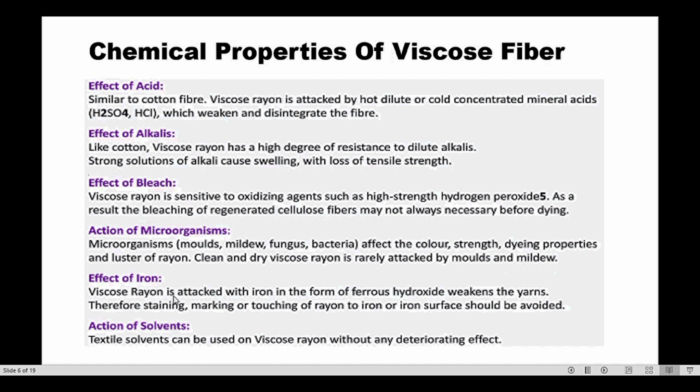Effect of iron. Viscose rayon is attacked by iron in the form of ferrous hydroxide, which weakens the yarn. Therefore, staining, marking or touching of rayon to iron or an iron surface should be avoided. Action of solvents. Textile solvents can be used on viscose rayon without deteriorating effect. So different fibers have different chemical properties and chemical behavior. Here we have discussed only the behavior of viscose fiber on different chemicals.